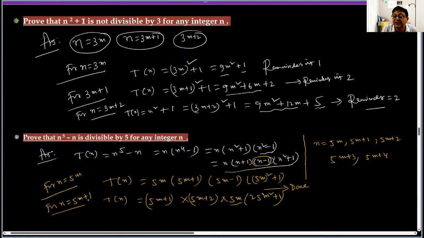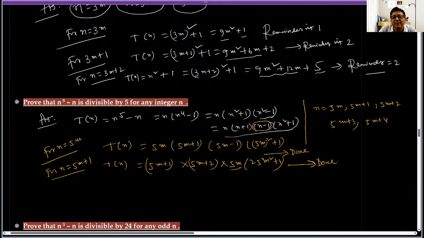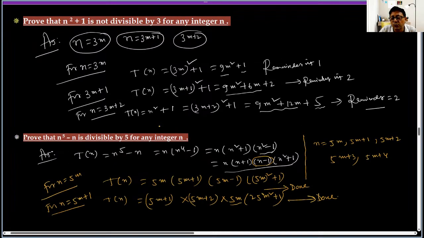So this factor is divisible by 5. So this is also done. Done means this product is divisible by 5. Now n equal to 5m plus 2. How to prove it? Is there any way? For n equal to 5m plus 2, if you put it there, it is going to be divisible.